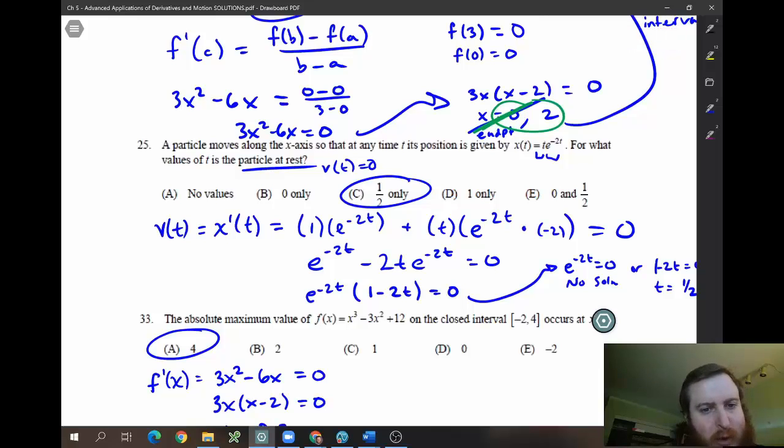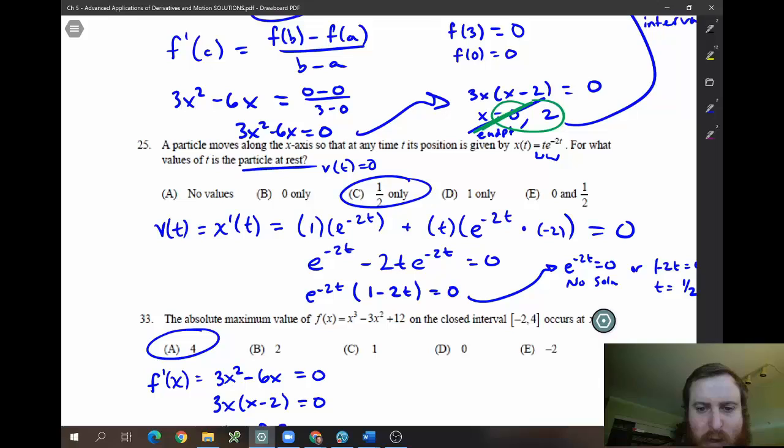This is a non-calculator question. We need to be comfortable solving for e to the x equal to 0 by hand. So this is a good one to practice if you need help with those. So this is product rule. The derivative of the first is the t part. So we get 1, leave e to the negative 2t alone.